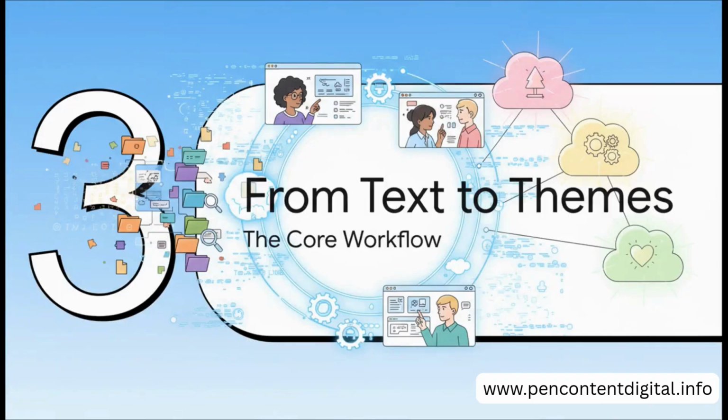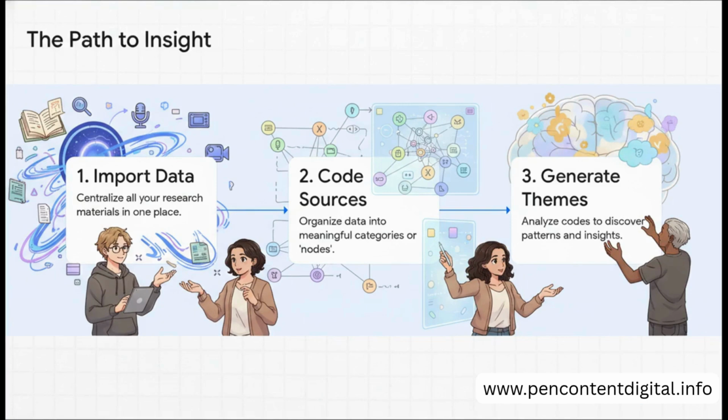So how does it actually work? This next section gets into the nitty-gritty, the core workflow of going from raw text to powerful themes. The path to insight really boils down to these three simple steps. First, you get all your data into one place. You import it. Second, you start the core process of coding your sources. And finally, you use the software's tools to analyze those codes and discover your themes.